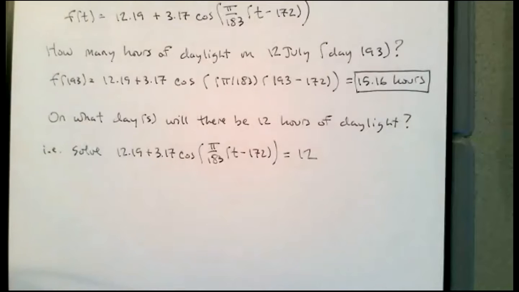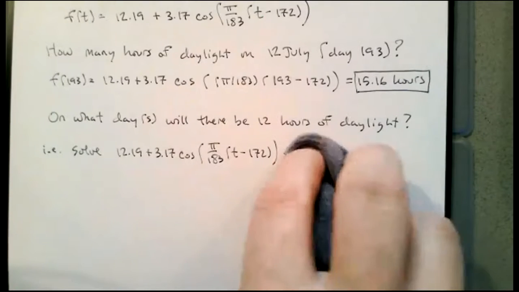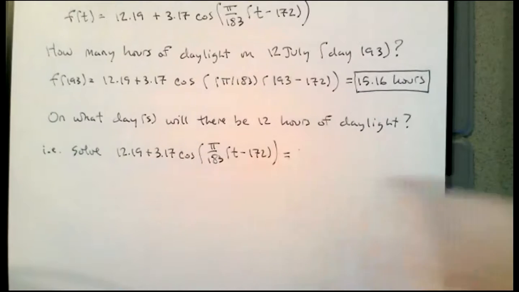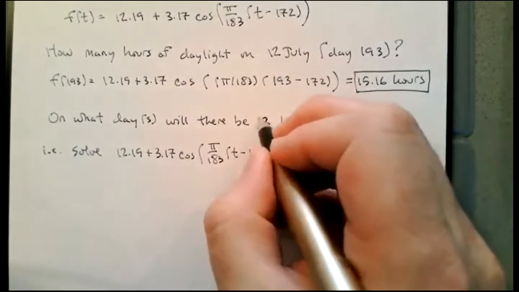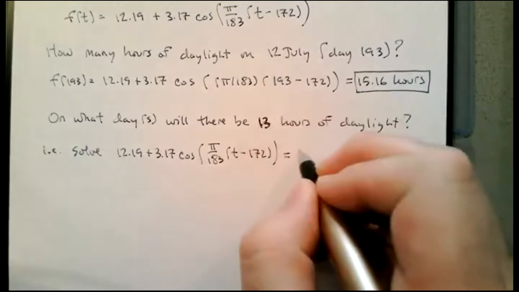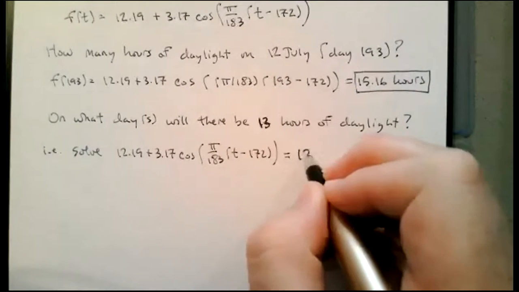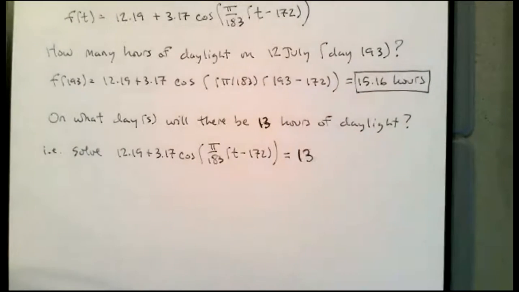In the previous problem, you were given a number of days. Now I know why I wanted 13, because I used a 12 in the previous problem, and I try to keep things different. So on what days will there be 13 hours of daylight? I want to solve the equation 12.19 plus 3.17 cosine of pi over 183 times (t minus 172) equals 13.